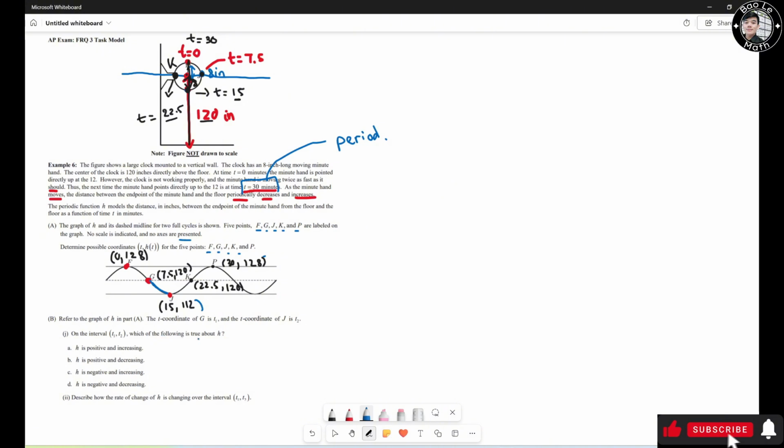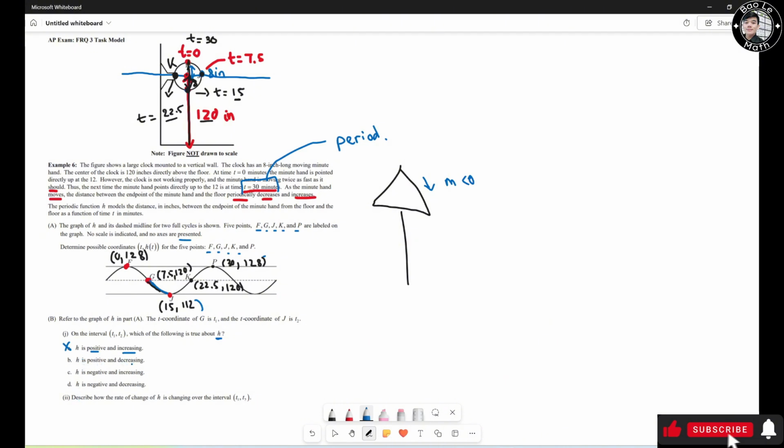Which of the following is true about the function h? Now we look at this one. The function h is positive and increasing. No, the function is decreasing, because the rate of change is negative. If you draw a tangent line right here and use the Christmas tree trick, if the lines go in this way, the slope is negative. Because the slope is negative, the function is decreasing. So this is wrong because it says the function is increasing.